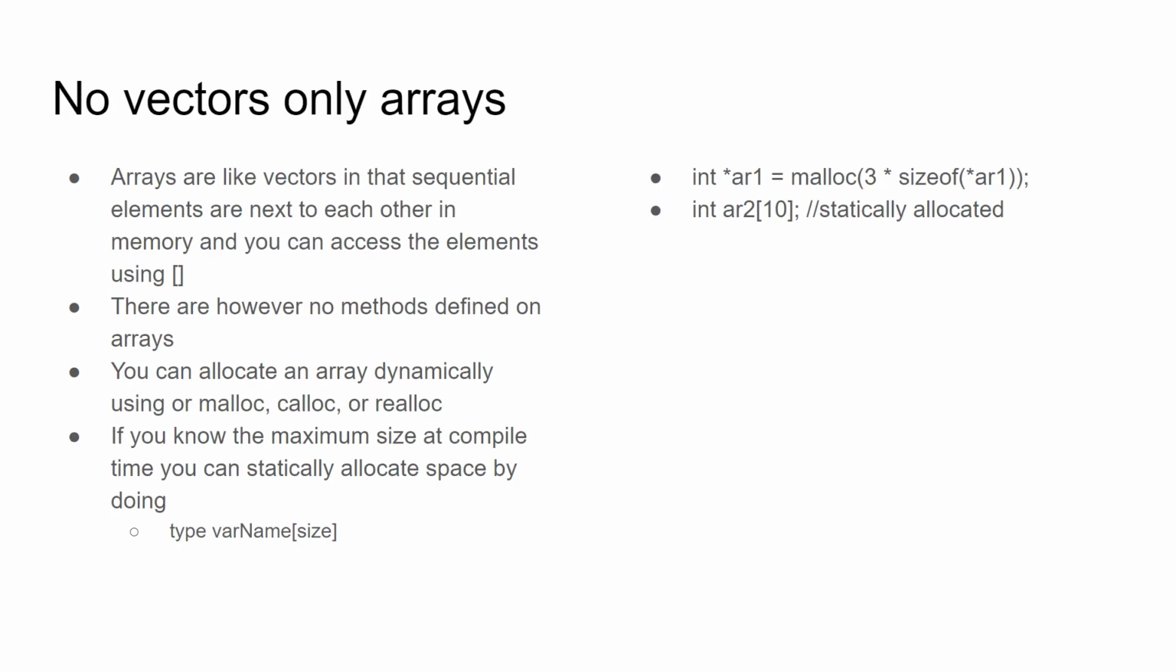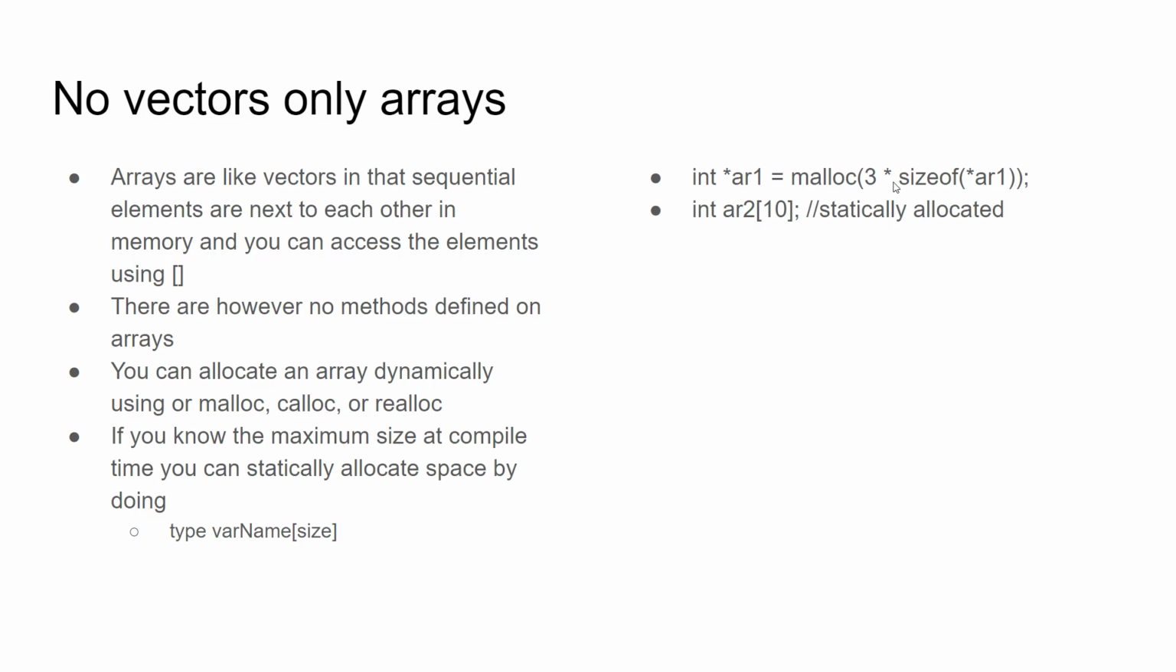So there aren't any vectors anymore. There are only arrays. Arrays are like vectors. We've already worked with them in C++, except again, they're next to each other in memory, but there are no methods defined on them, but the square brackets exist. You can allocate memory again using malloc, calloc, or realloc. If you know the size at compile time, you can also statically allocate it by doing type, variable name, size, and you'll create an array with that much size.